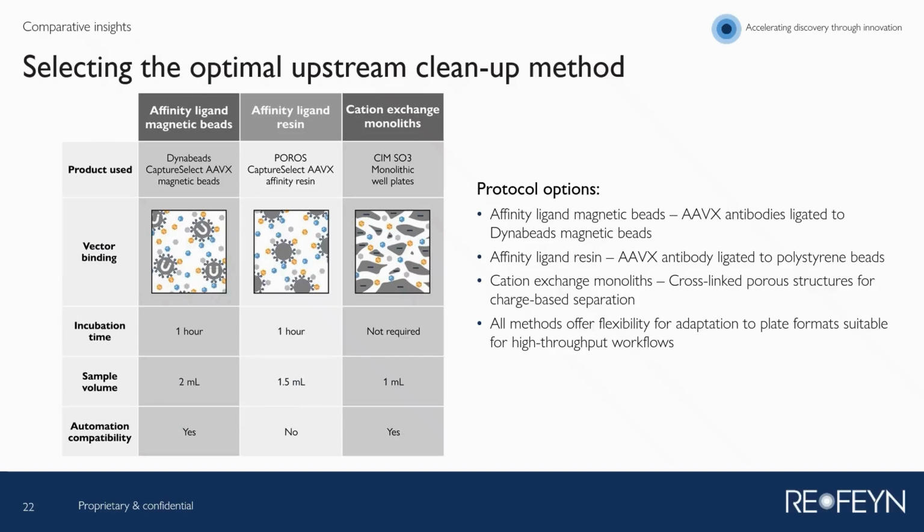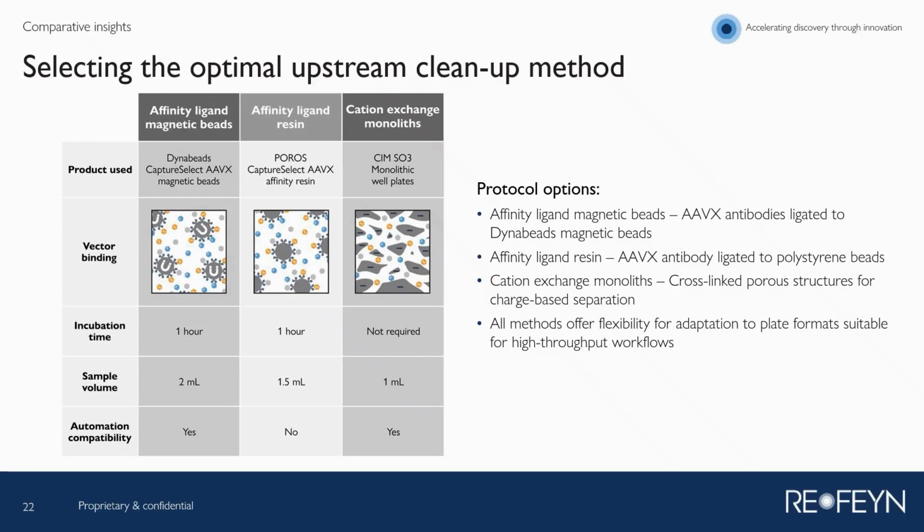Now, to quickly summarize the three protocols that we just discussed, we have the affinity ligand magnetic beads, affinity ligand resin, and cation exchange monoliths. A few key factors for comparison. The incubation time is about an hour for both of the affinity ligand methods, whereas there's no incubation required for the cation exchange monolith. The sample volume is less than 2 ml for all of the methods, with the lowest being a 1 ml requirement for the cation exchange monoliths.